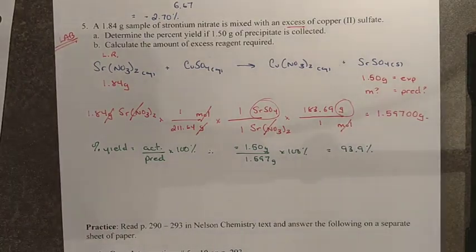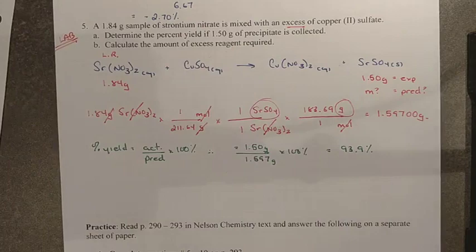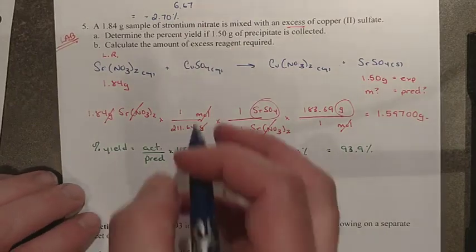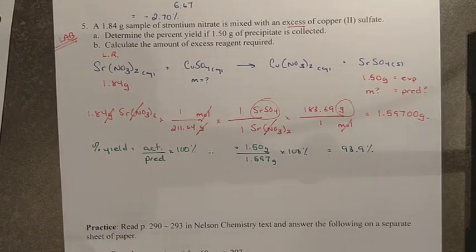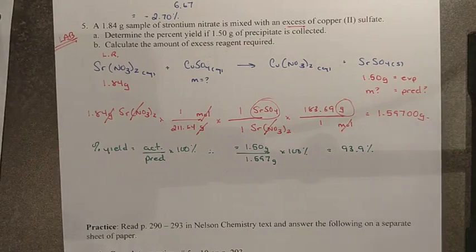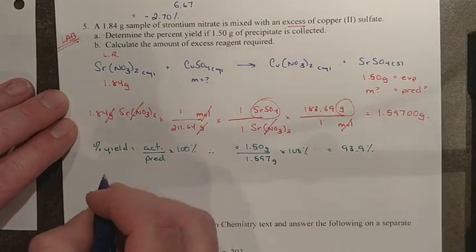Now there is one more question here that we can work through. We can calculate the amount of excess reagent required. For that one then, we're trying to figure out how much of this should we actually use. Very similar back to question 2, I think it was. We were trying to figure out how much we should use there. So we know 1.84 grams is still the limiting reagent of strontium nitrate, and now we want to get through to the copper 2 sulfate. So it's another stoichiometric prediction.